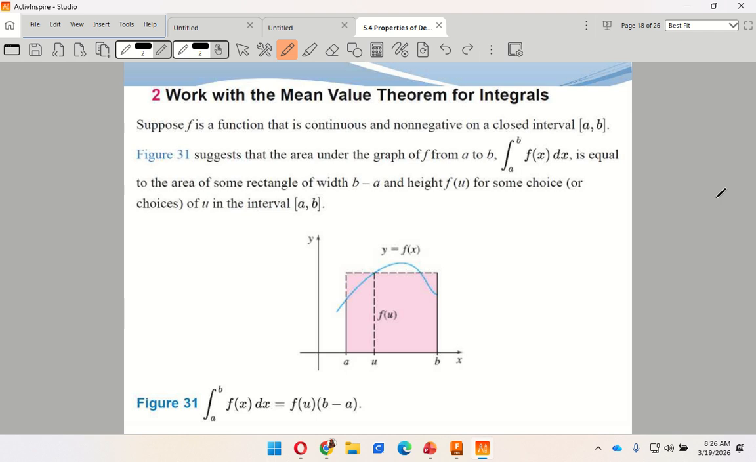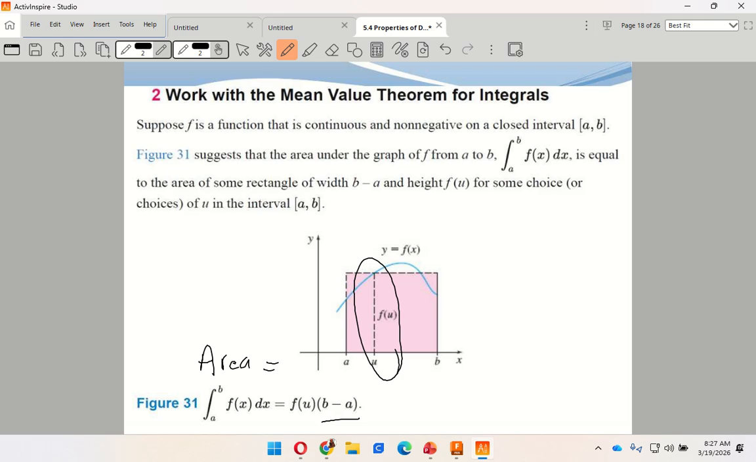So this right here, the mean value theorem, says that there is some value right here, the actual area, which is this one right here, is equal to b minus a, which is going to be the width, times the height. But the height is going to be the f of u. Because there is some point that this one right here is equal to the average.